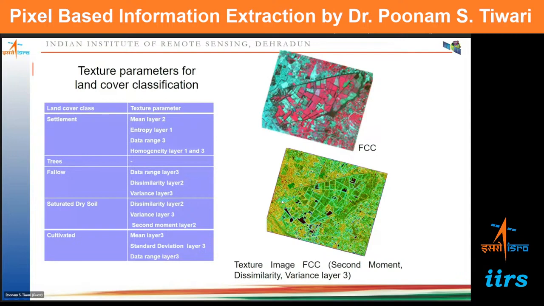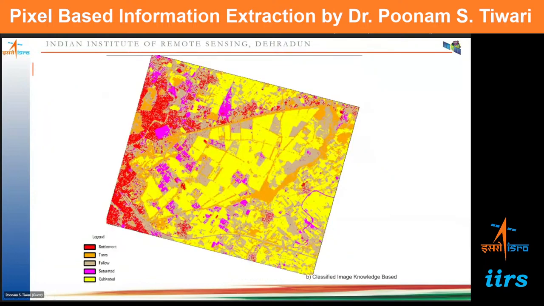Here you can see the yellowish part is all the settlement area. It is now so clear from its surroundings, and even the agriculture boundaries are very clear. Using these texture parameters, we have done the classification only using textures.